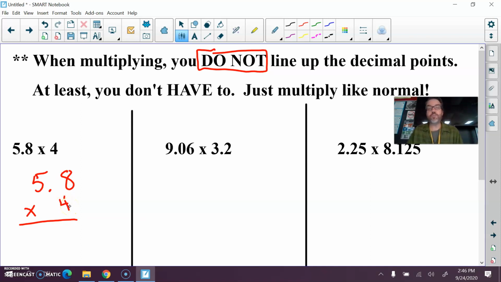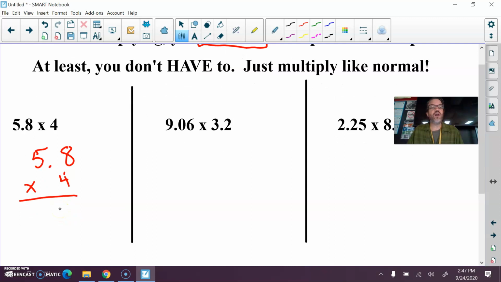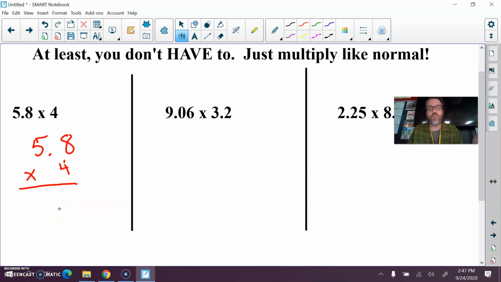And now I'm going to multiply these, and ignore the decimal point. 4 times 8 is 32. I'll put the 2 here. And the 3, I can't put it here. I need to save this space for my next multiplying problem. So I'll put the 3 up here. I'll just carry it up here. And now 4 times 5, that's 20. And then we add the 3 onto it, which is 23.